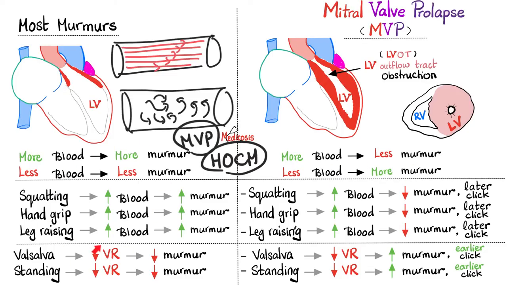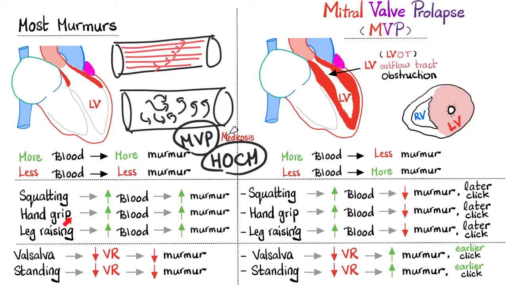In most cases, squatting does what? It increases the preload and the afterload. This makes more blood enter into the heart. More blood passes through the valve, causing a greater murmur. But in mitral valve prolapse and hypertrophic obstructive cardiomyopathy, squatting causes more blood to flow by the sick mitral valve, which causes less murmur and a later click. So the click tends to happen later, i.e. mid to late systolic, usually late systolic.